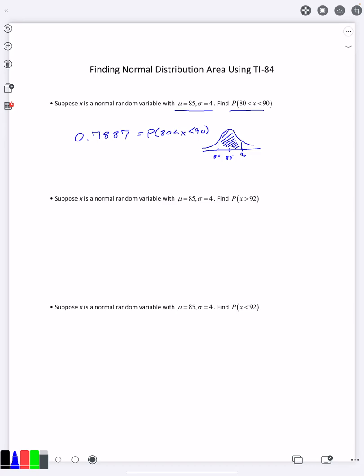Now for my second example here, I see that I have the same mean of 85 and standard deviation of 4, make our life a little bit easier. But now I want to find the probability that x is bigger than 92. So that means I want all the things from 92 all the way to the right. So the lower part of my area is 92, but the upper part of the area, there is no upper part. It's going to keep going on forever. So that basically means infinity.